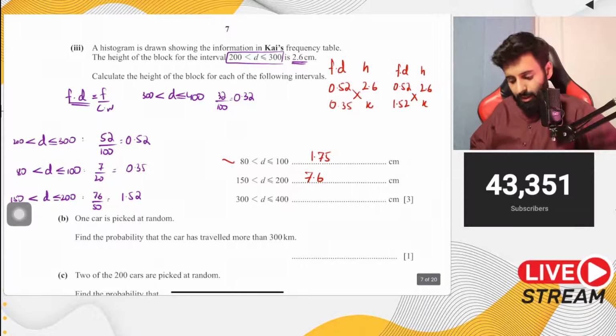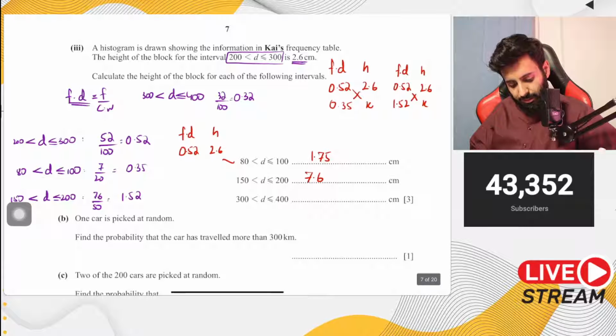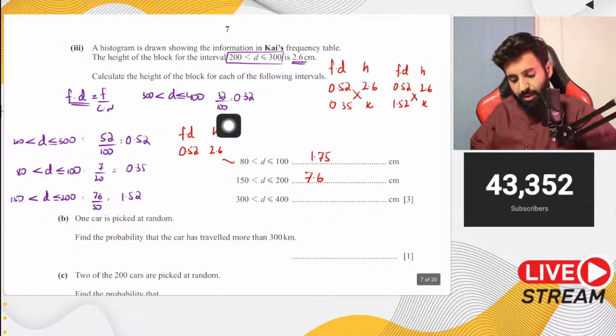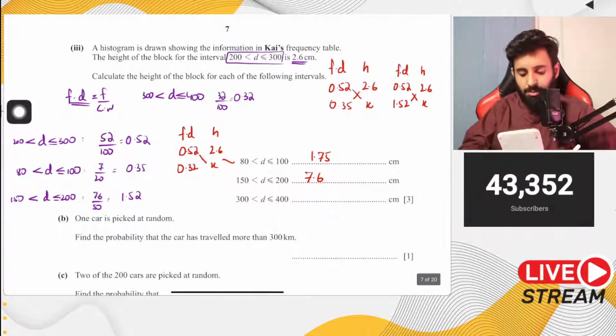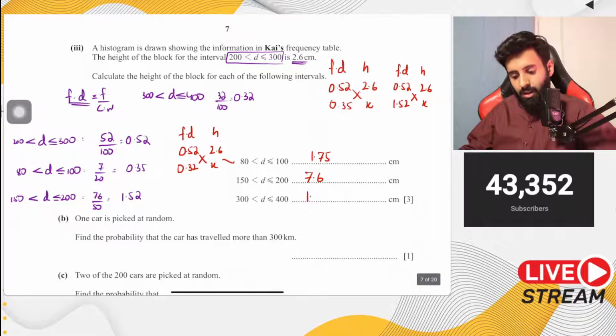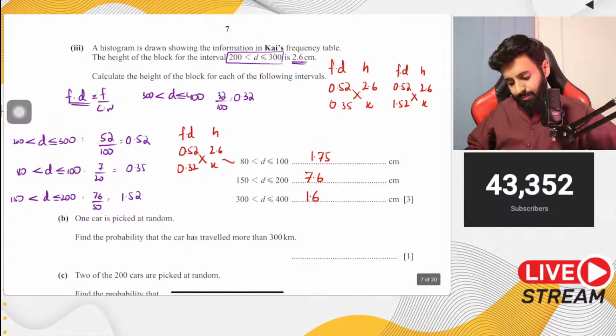And then last, let's do the working over here. Frequency density is to height. So again, 0.52, always use the original piece of information. Frequency density 0.52 is height 2.6. What is the frequency density of the interval from 300 to 400? It's 0.32. So what is the height going to be? Cross multiply 2.6 into 0.32, divide by 0.52. So we're looking at 1.6 centimeter. And there you go. That's your answer.